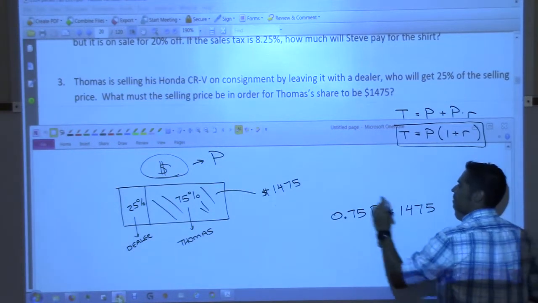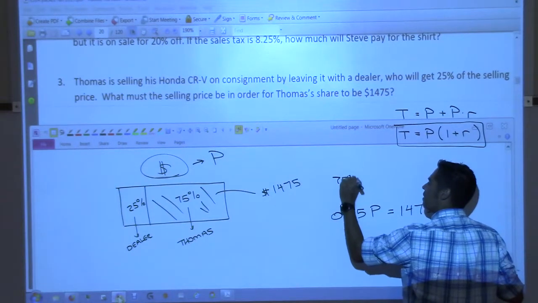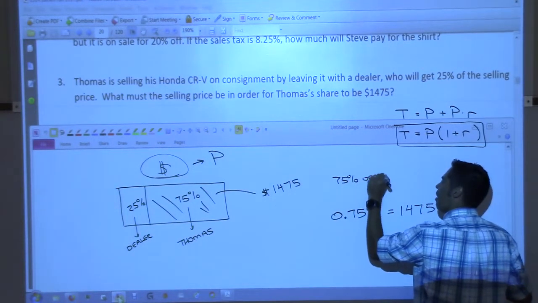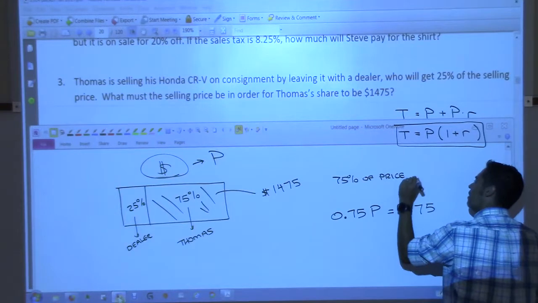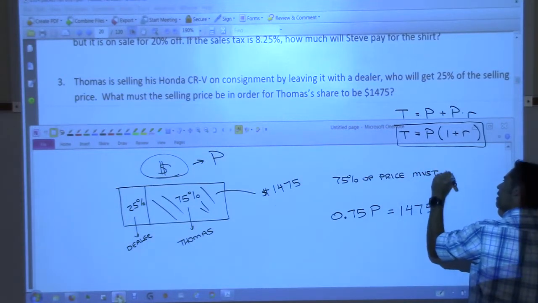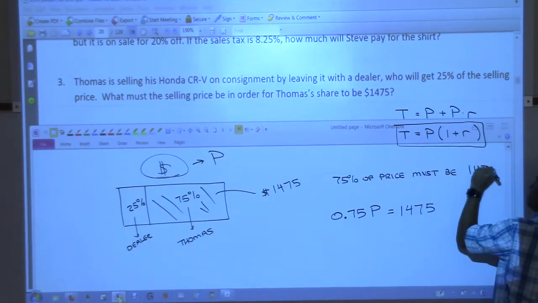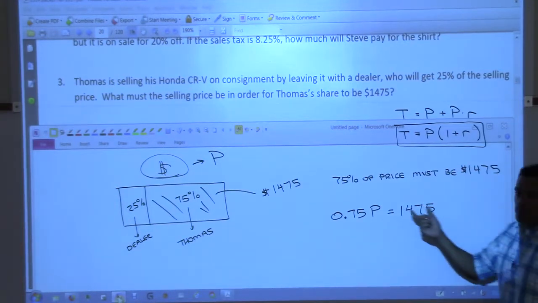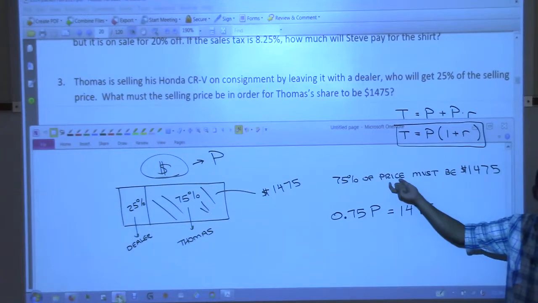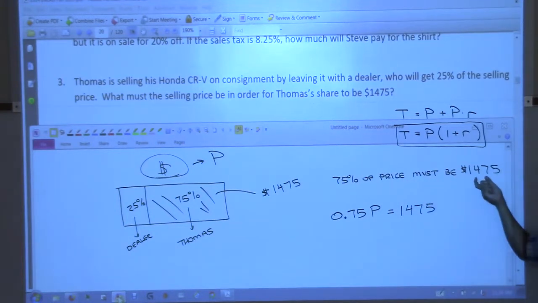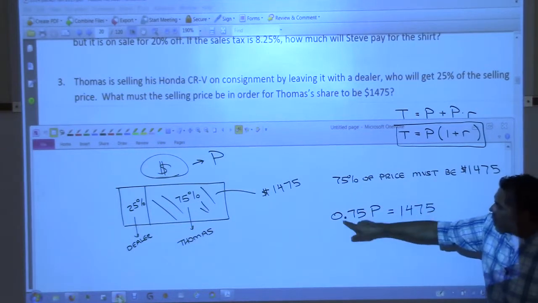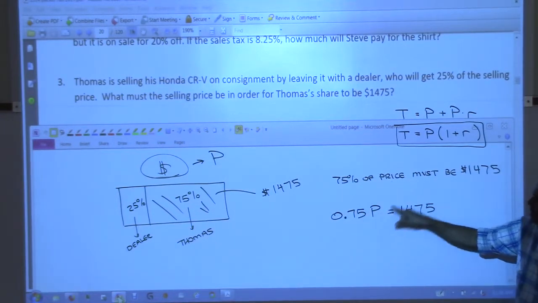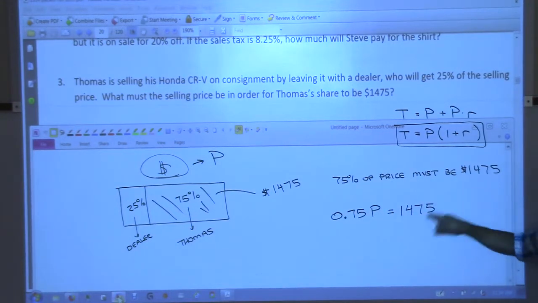Let me write that down. 75% of the price must be $1,475. That's what Thomas needs. That 75% of the price it's sold for must be able to give him the $1,475. Converting that to an equation, 75% of multiplication price P must be equal, right?